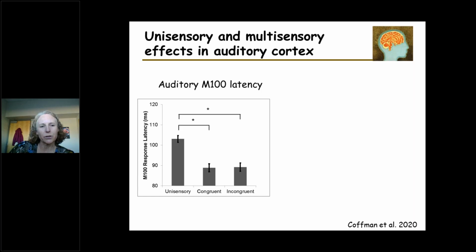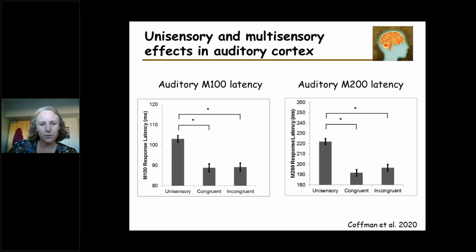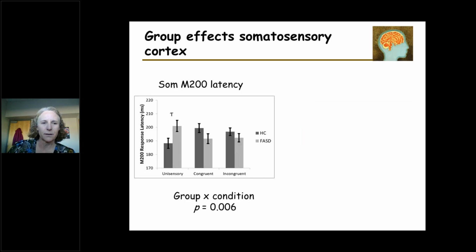conditions. So you can look at the auditory M100 latency, and you can see that in general, the latency is much faster in both multisensory conditions. So this is consistent with the multisensory literature, but there were no differences by group with these latencies. So multisensory information sort of speeds our ability to respond to auditory stimuli. This is the same for the M200 latency, so the second peak of the auditory response. Again, there were no group differences in this response.